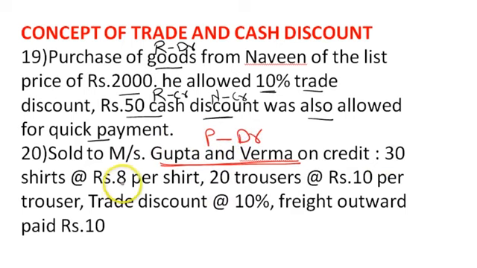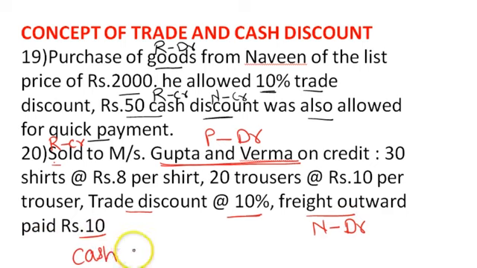On credit, 30 shirts at the rate of 8 per shirt, 20 trousers at the rate of 10 per trouser. Trade discount is 10%, freight outward paid rupees 10. Now over here we are not supposed to record any trade discount, but since goods are sold, sales is giving us income, so credit sales, a real account, as the goods are going out. Freight outward paid is an expense for us, a nominal account, and paid rupees 10, so we will be paying it by cash. Real account, credit what goes out, so cash is going out.